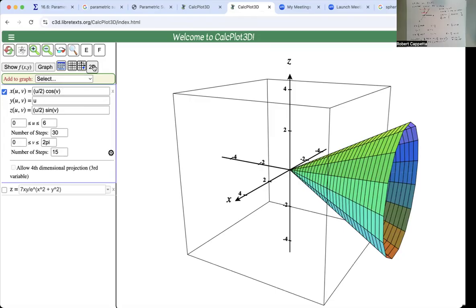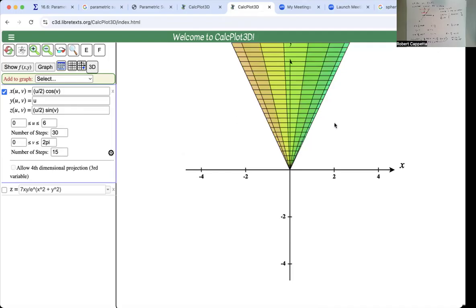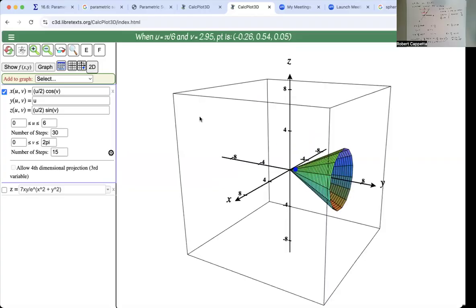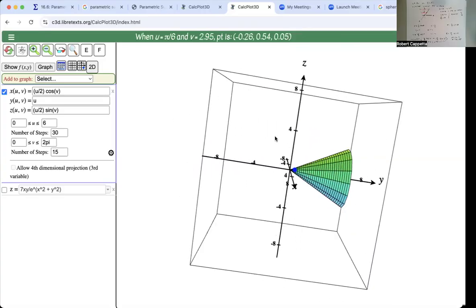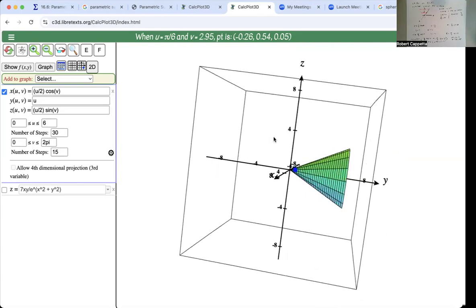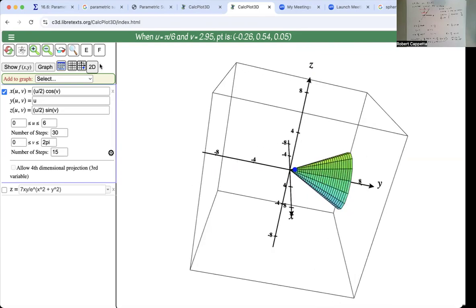Take a look at our two-dimensional version. Can we believe that's y equals 2x? Maybe I can zoom it a little bit to see it just goes up to 6. Go back to our 3D version. Again, you can see y goes up to 6. X goes from 0 to 3.